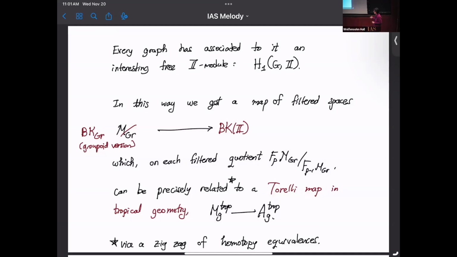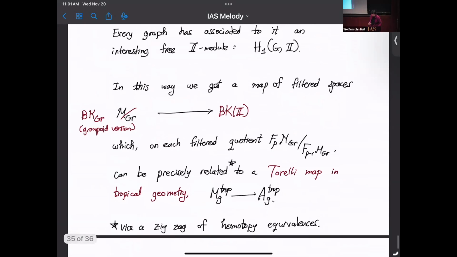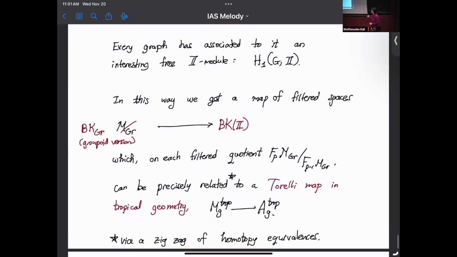There's a lot of work that goes on here. This is not literally true as proved in our paper yet, but it is proved via a zigzag of homotopy equivalences. The part that I am not having time to talk about, but I think is combinatorially very pleasant, is what this map is on a purely combinatorial level. And that I would refer you to my graduate school paper for.